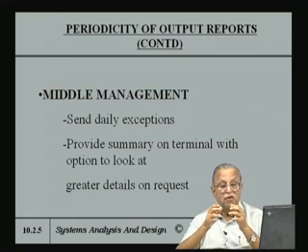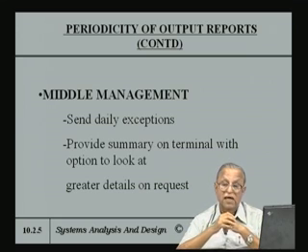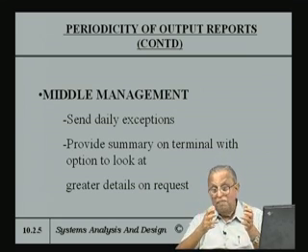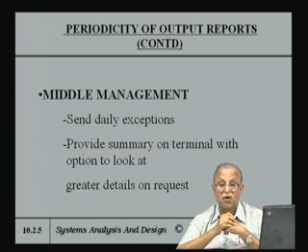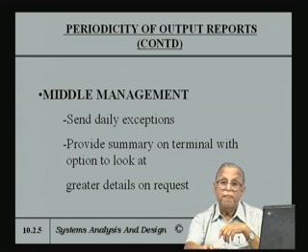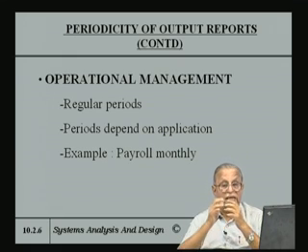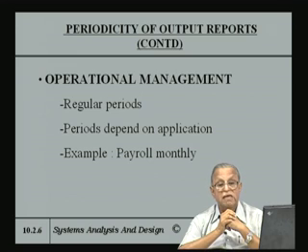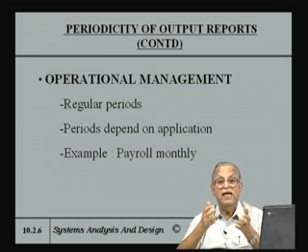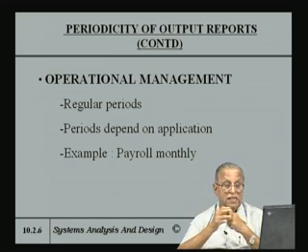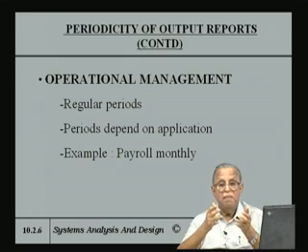Provide a summary, and on the terminal, an option to look at much greater detail on request. Normally nowadays machines are all on a network, and so you give, on the terminal itself, some freedom for the individual to ask for details when required. And operational management gets reports at regular periods. If it's a payroll, once a month. If it is grade sheets, maybe once a semester. So periodicity depends on the application.